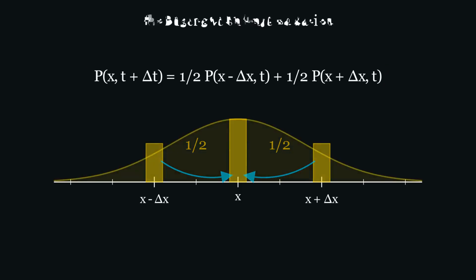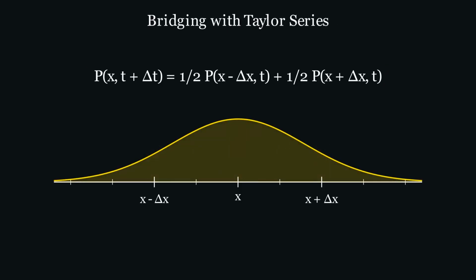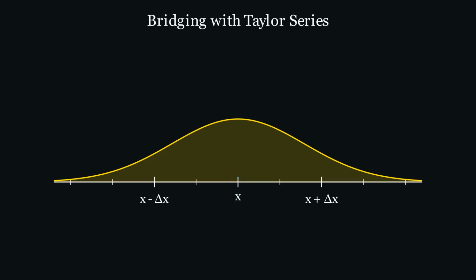To connect these discrete jumps to continuous space, we need a mathematical bridge. And that bridge is the Taylor series. If delta x is very small, we can approximate the probability at the neighboring points using derivatives at position x. The value at x plus delta x is roughly the value at x plus delta x times the spatial derivative, plus 1/2 delta x squared times the second derivative.